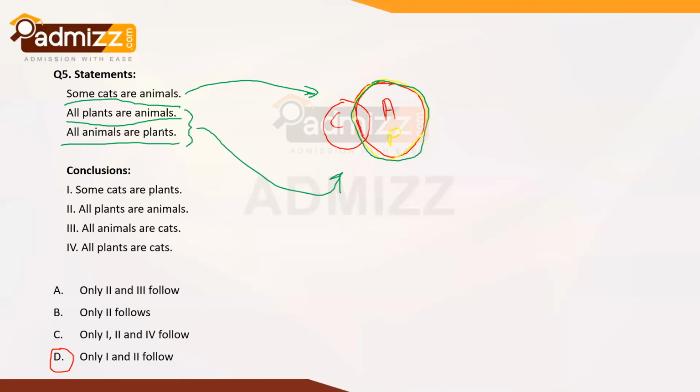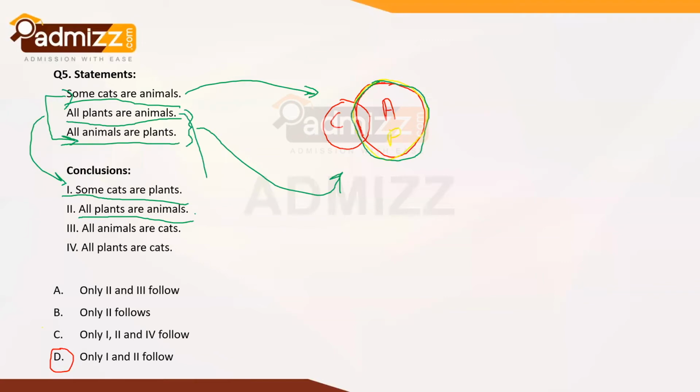So from this, conclusion number one: some cats are plants. This can be implied because since all animals are plants and since some cats are animals, what we can imply from the first and the last statements is that some cats are plants, right? This conclusion is properly implied. Now, all plants are animals, right?